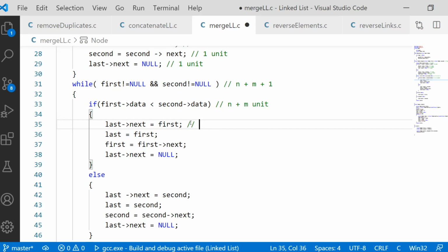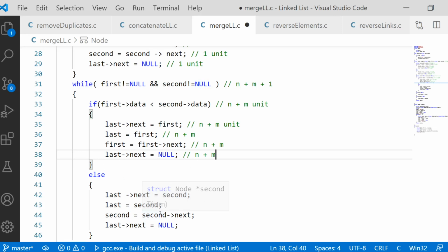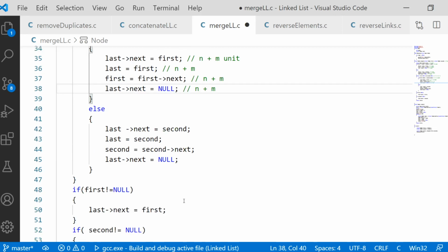So each and every line will be taking n plus m unit of time. Here it is going to be again n plus m. Here again it will be taking n plus m unit. This line also will be taking n plus m unit. As I said earlier, either the if condition will be working or else the else block will be working. We don't need to take both parts. Here also 4 lines, here also 4 lines. So the same unit time will be taken here also.